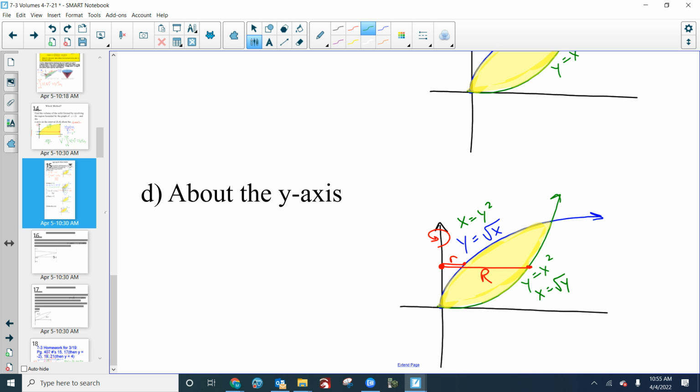I hear some good conversations about in terms of why. All right, what'd you get for capital R? Square root of y? What'd you get for little r? Y squared? Bounds. Well, this time they are y bounds, but still 1, right? So y equals 0 to y equals 1.